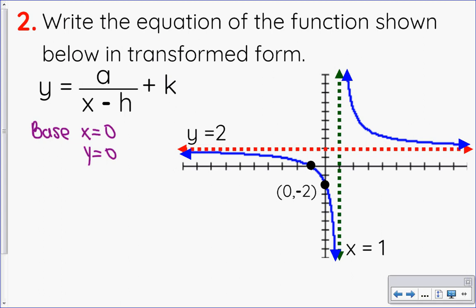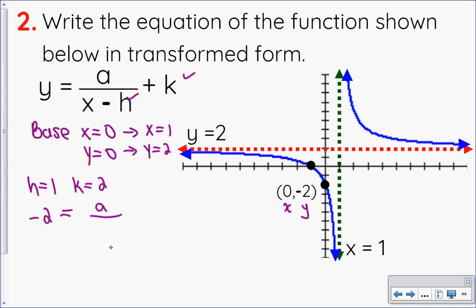Looking at this graph, I can see that my vertical asymptote becomes x equals 1. The way that happens is that I have moved 1 unit to the right. If I move 1 unit to the right, that means h has a value of 1. Now my horizontal asymptote used to be at 0. It has now moved to y equals 2, which means I have a vertical translation 2 units up, which means my k value is 2. Now remember, with every graph that we do, we always solve for our vertical stretch, or our a value. So I have my h and I have my k value. I'm going to use any other point that the graph passes through to solve for a. For example, this y-intercept, I can use x is 0, y is negative 2. So putting it all together, I have y equals a over (x minus h) plus k, which is 2.